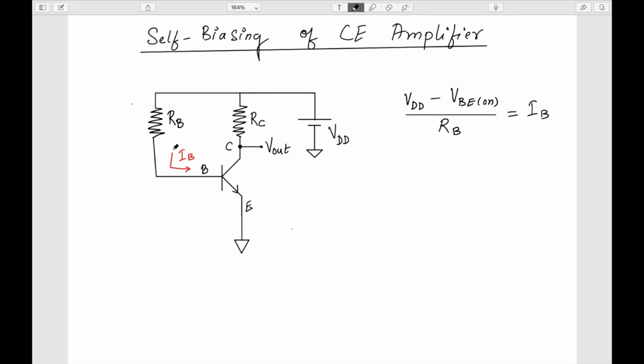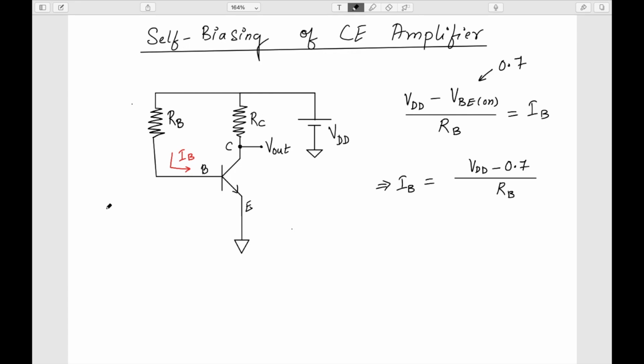What I have done is, the potential difference across RB is the difference across these two nodes, which is basically VDD minus VBE on. The on voltage, we know, is around 0.7. Considering that, my IB becomes (VDD minus 0.7) divided by RB. By this we can set this current IB. So this is the equation that we will be following.